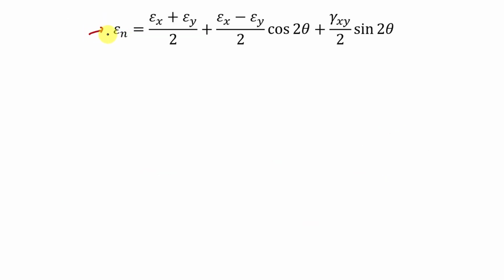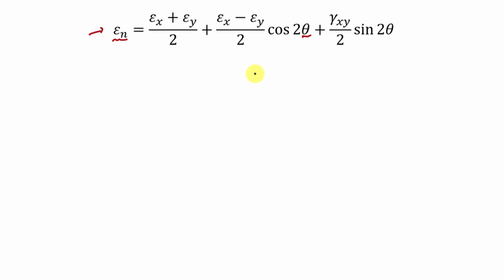Now in this equation, this epsilon n is the value of normal strain on any plane which is at an angle of theta. Here this epsilon x is normal strain in the x direction, this epsilon y is normal strain in the y direction, and this gamma xy is shear strain in the body. Fine. Now we are going to discuss different types of strain rosette. There are three types of strain rosette. First is rectangular strain rosette, second is delta strain rosette, and third is star strain rosette.